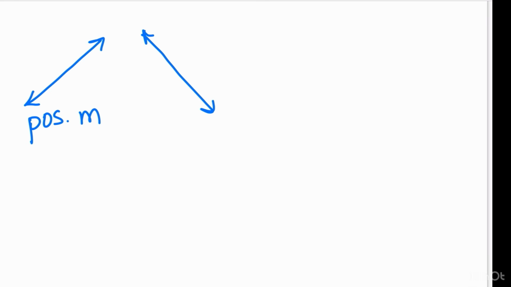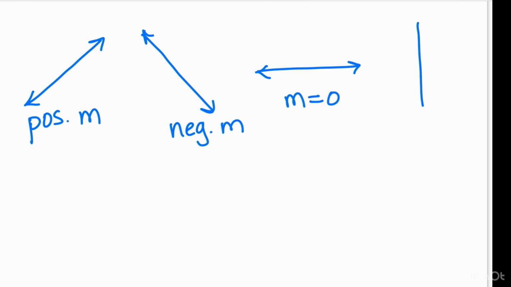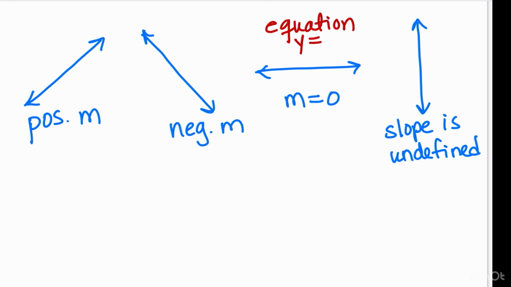When the line is rising from left to right, we say that it has a positive slope. When the line is falling from left to right, we say it has a negative slope. When the line is horizontal, we have a slope of 0, a gradient of 0. And when the line is vertical, we say that the slope is undefined or that there is no slope. The equation of a horizontal and vertical line are a little different.